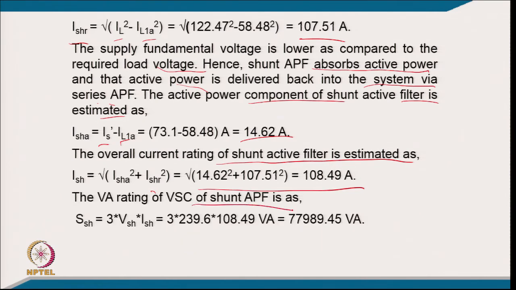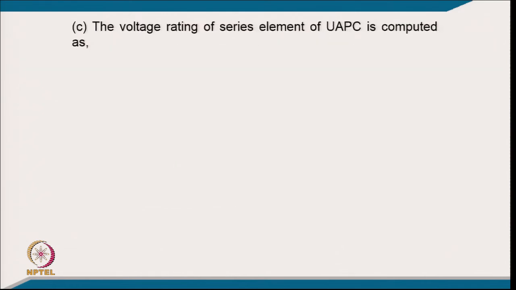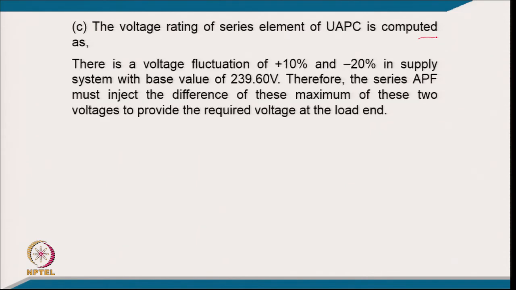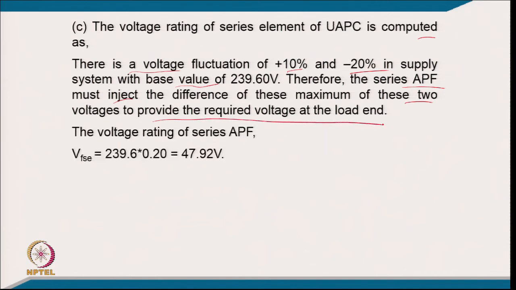And the VA rating of the shunt active filter is 3 into voltage rating into current rating. Putting the value, it comes to 77,989.45 volt ampere. The voltage rating of the series element of the universal active power conditioner is estimated as follows. There is a voltage fluctuation of plus 10%, minus 20% in the supply system with a base value of 239.6 volt. Therefore, the series active power filter must inject the difference of the maximum of these two voltages to provide the required voltage at the load end.